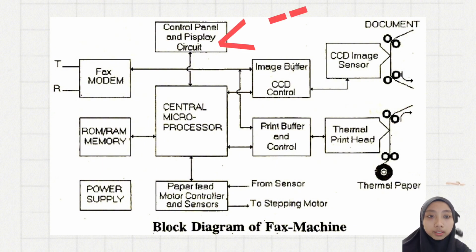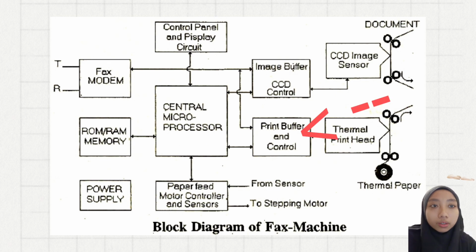Next is the control panel. It serves two functions. First, it allows the user to enter operating parameters such as date, time, print resolution, baud rate, and desired destination telephone number. Second, it displays the system status and operating parameters.